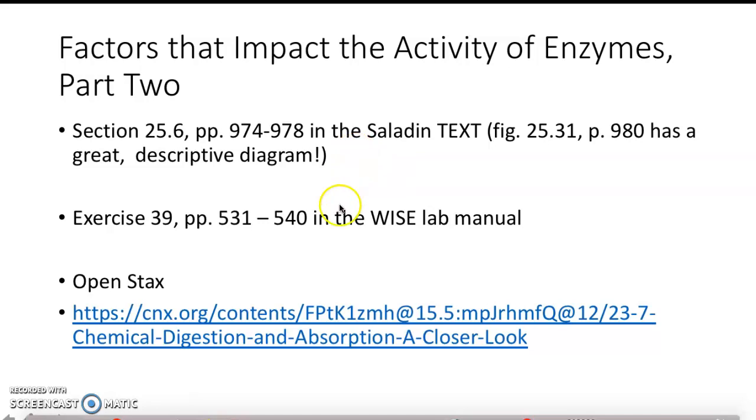The references that I'm giving you here are going to be exactly the same as the references that I gave you for the first part. So again, the Saladin text is very good. The WISE manual, not so good. OpenStax is also very good. All right, so let's get started.